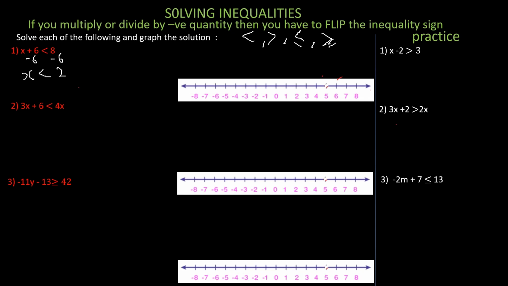Let's see how to graph the solution of this inequality on the number line. We have to go to 2. And when you see an inequality sign like this, it's less than, no equal, so you go to 2 and make an open circle like this. Then see, x is less than 2, so you have to go left. Less than, you go left. If it's greater than, you go right.